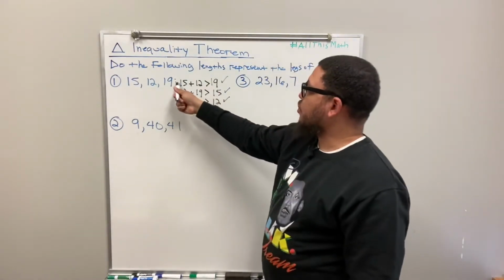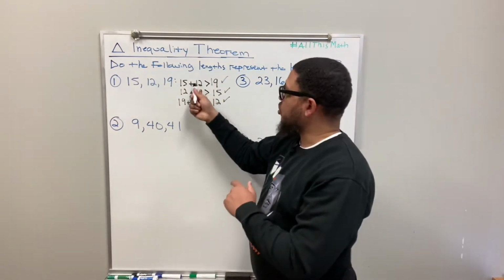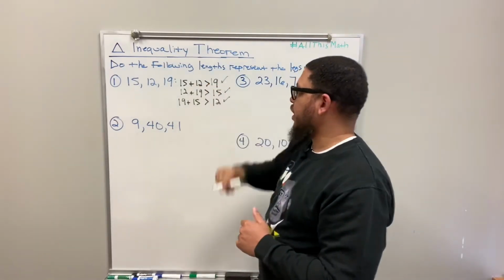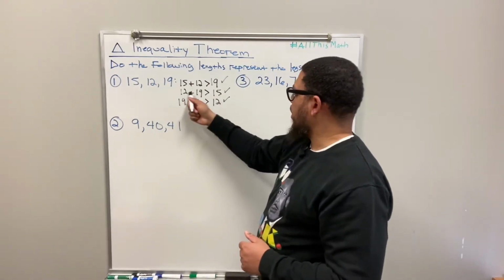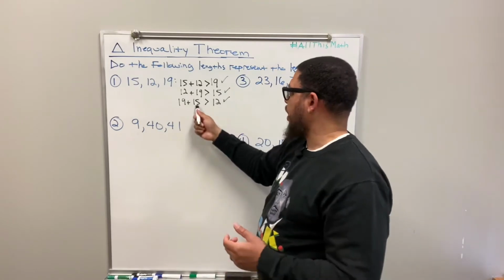Let's go back. Is 15 plus 12 greater than 19? Yes, it is, because 15 plus 12 is 27. 27 is greater than 19. I didn't mess up on this one. This one was cool. 19 plus 15 is still, that's even a bigger number. So yeah, it's still greater than 12.